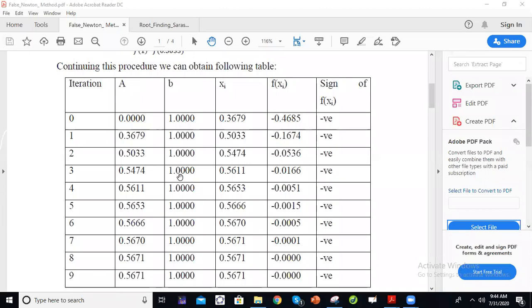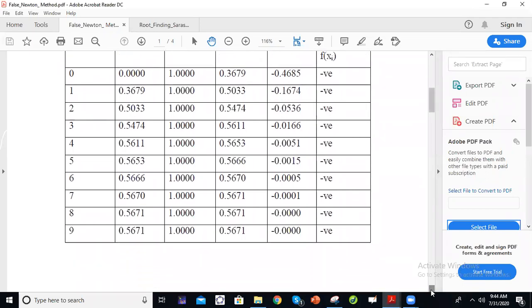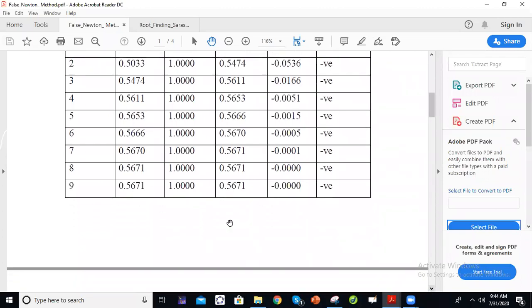B equals to 1. We follow the formula and we can easily find x2 from false position method. Okay, similarly we proceed and we find up to x9. See here, x9. What is x9 and x8? Here we see x9 is 0.5671. x8 is 0.5671. Here we see x7 equals to 0.5671, 0.5670.